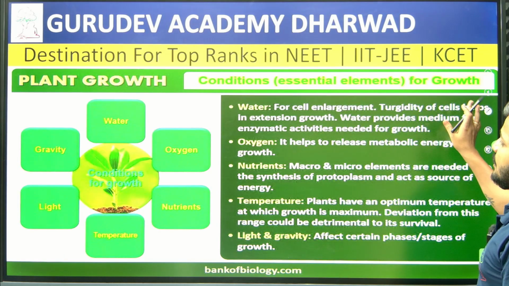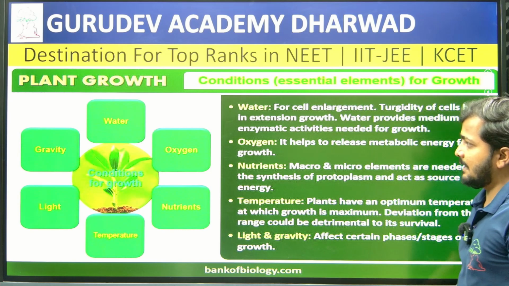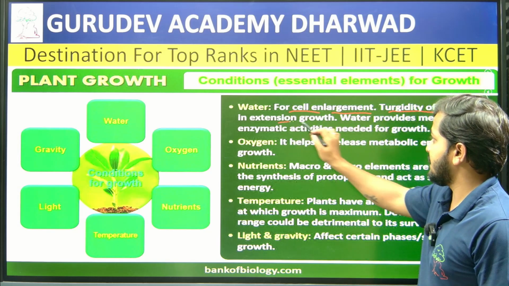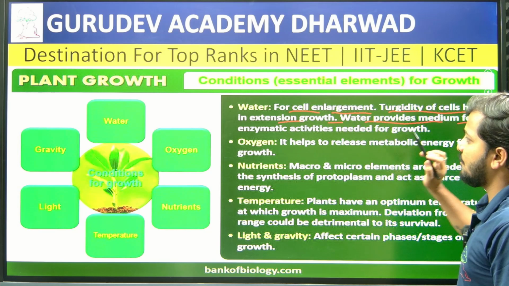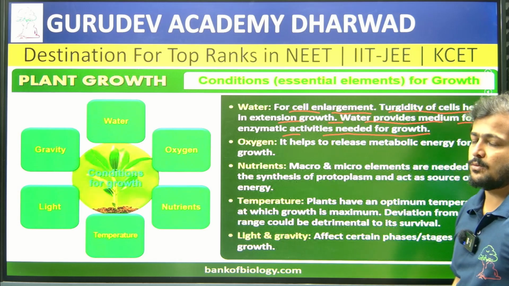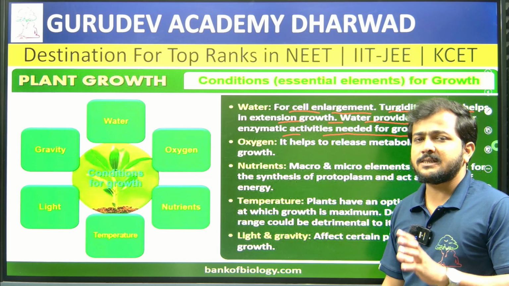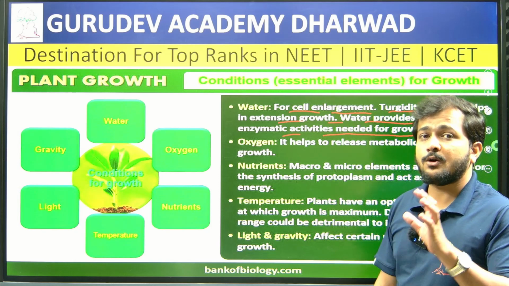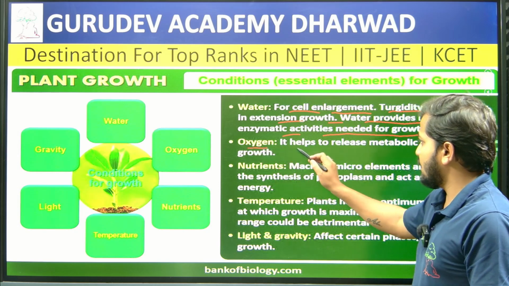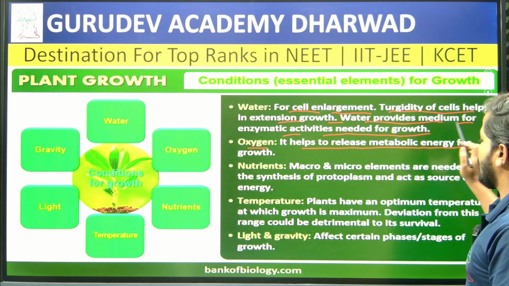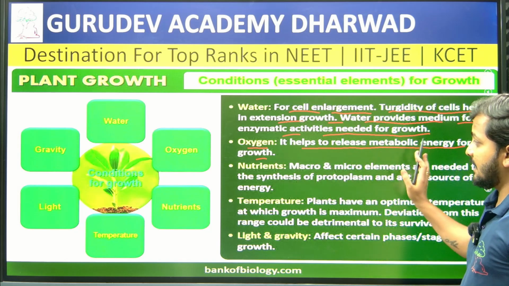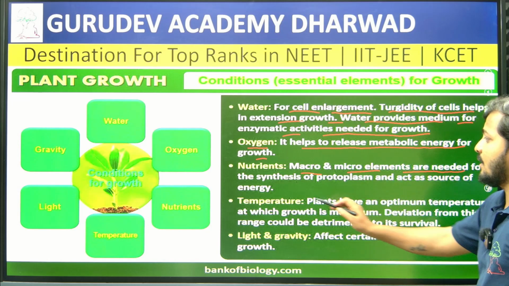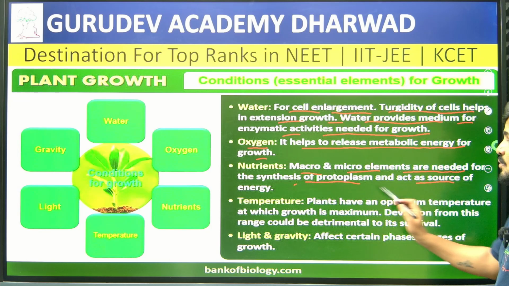Then the conditions essential for overall growth and development: it requires water, for cell enlargement, where the rigidity of cells helps in extension growth. Water also provides a medium for enzymatic activities needed for growth. All species on planet Earth depend on water, the universal solvent that carries out biochemical reactions. Oxygen helps to release metabolic energy for growth. Then nutrients, the macro and micro elements, are needed for the synthesis of protoplasm and act as a source of energy as well.